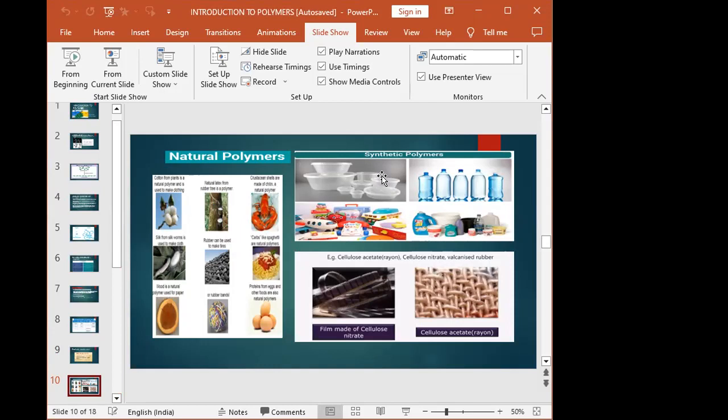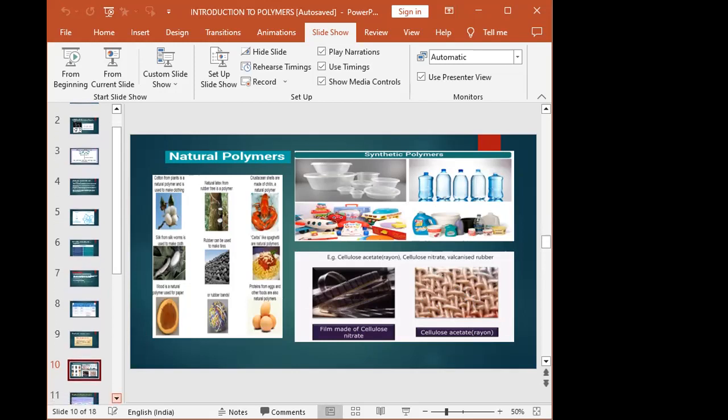On the other hand, the slide also shows pictures of synthetic polymers. Synthetic polymers can be used in making boxes, bottles, and toys, and many other items can be made. The third picture shows the semi-synthetic polymer, in which cellulose acetate or rayon is shown here, and camera film, which is made up of cellulose nitrate, is a semi-synthetic polymer.